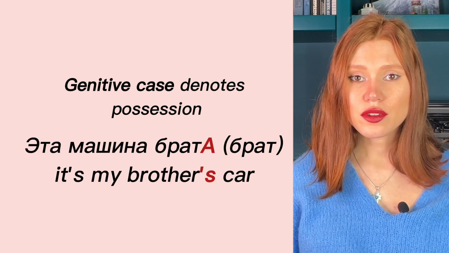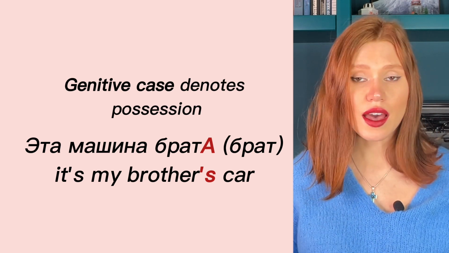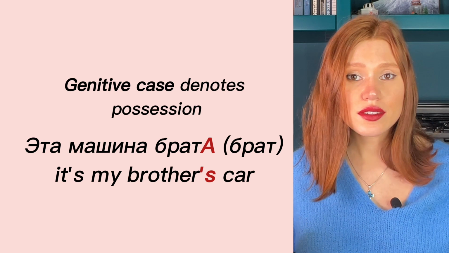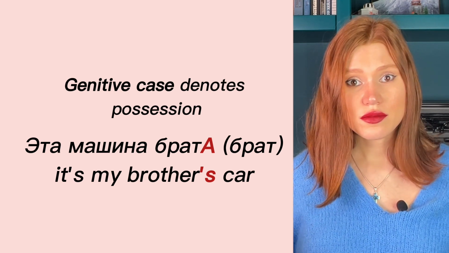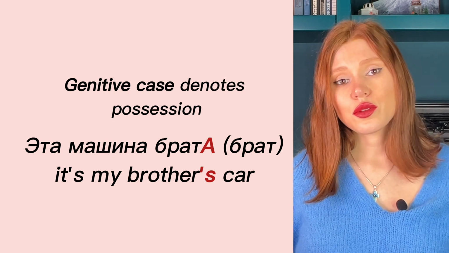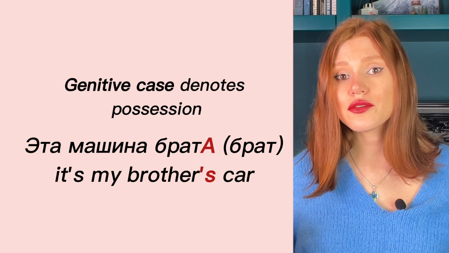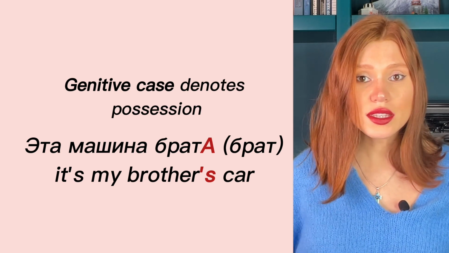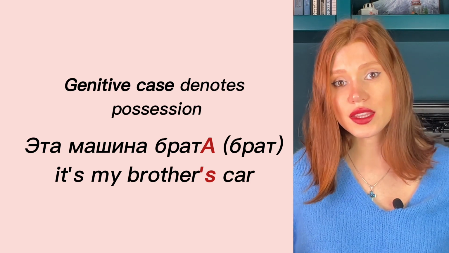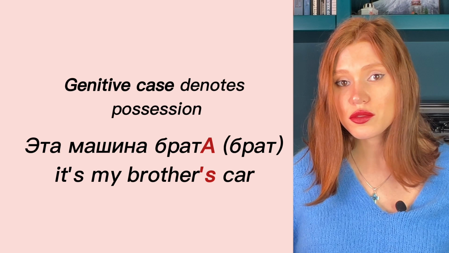For example, это машина брата. So, it's my brother's car, brother's possession. So, брата is this noun in the form of genitive case. Because брат is nominative, so брата, you can see ending а. This ending is about genitive.